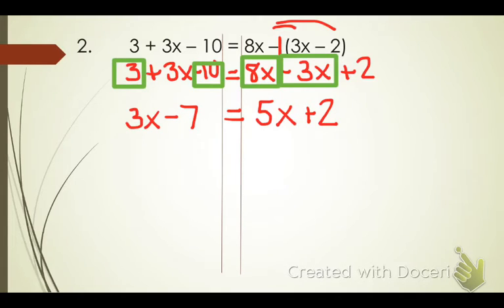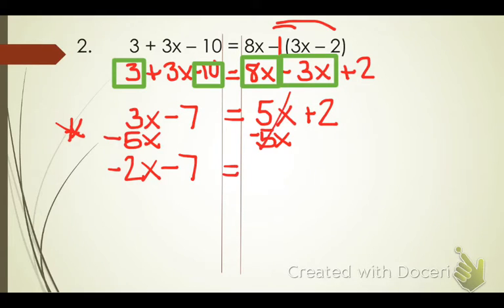So I'm going to bring my variables over. Now I could take them over to the right, but I always like to bring my variables over to the left, this side. So I'm going to subtract 5x from each side, which gives me negative 2x minus 7 equals positive 2. Getting closer, now I need to add 7 to combine my constants, which results in negative 2x equals 9.